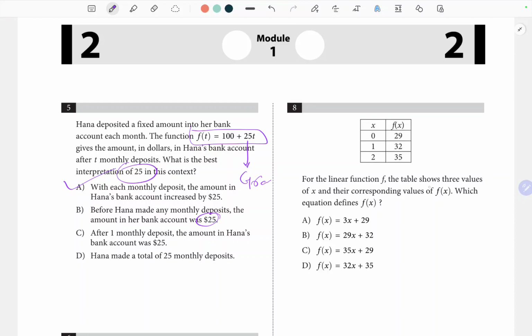For the linear function, the table shows 3 values of x and their corresponding values of f(x). We need to find the linear graph. First we can find the gradient. I'm considering this point and this point: 32 minus 29 over 1 minus 0, so the gradient is 3. This is not possible, this is not possible, this is not possible, so only option A should be the right option. See, just with the help of the gradient I got the answer.